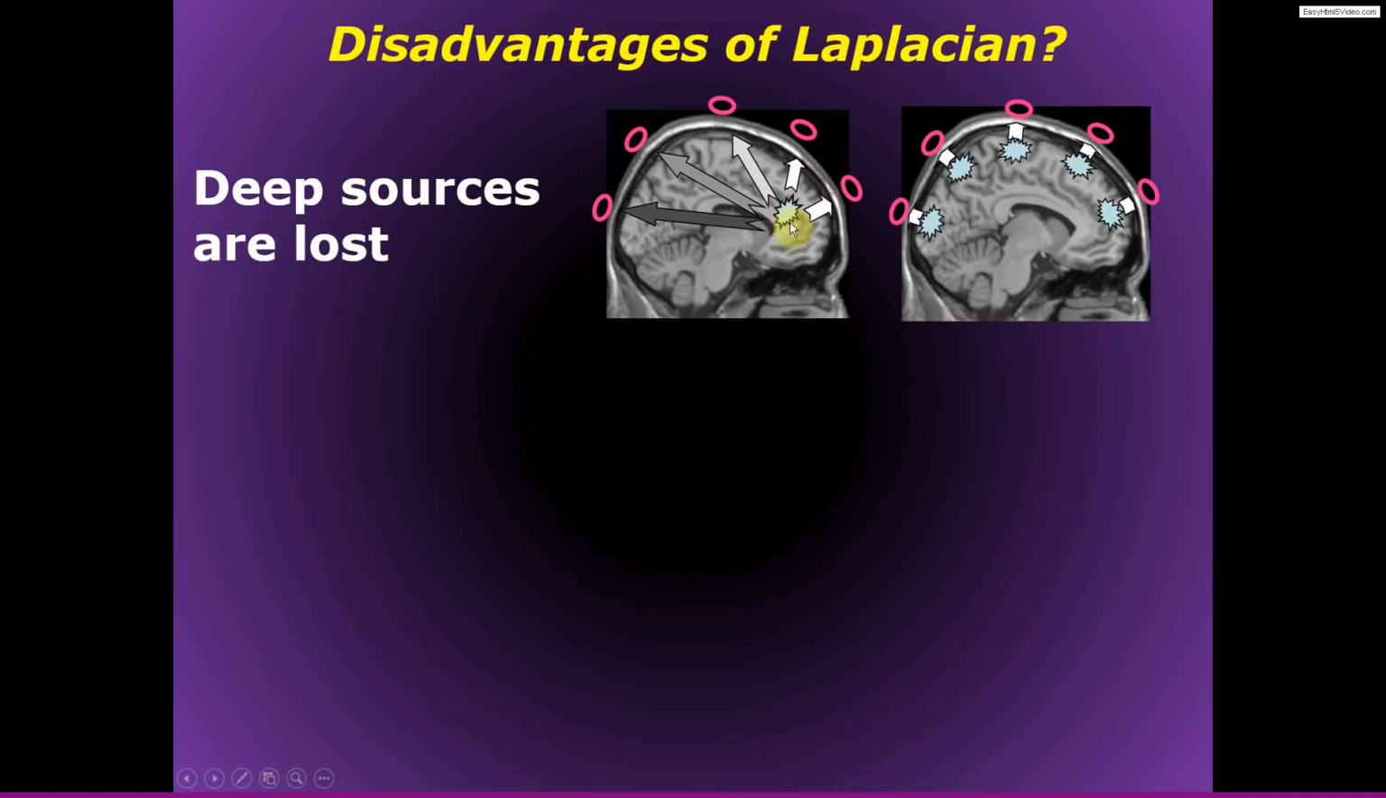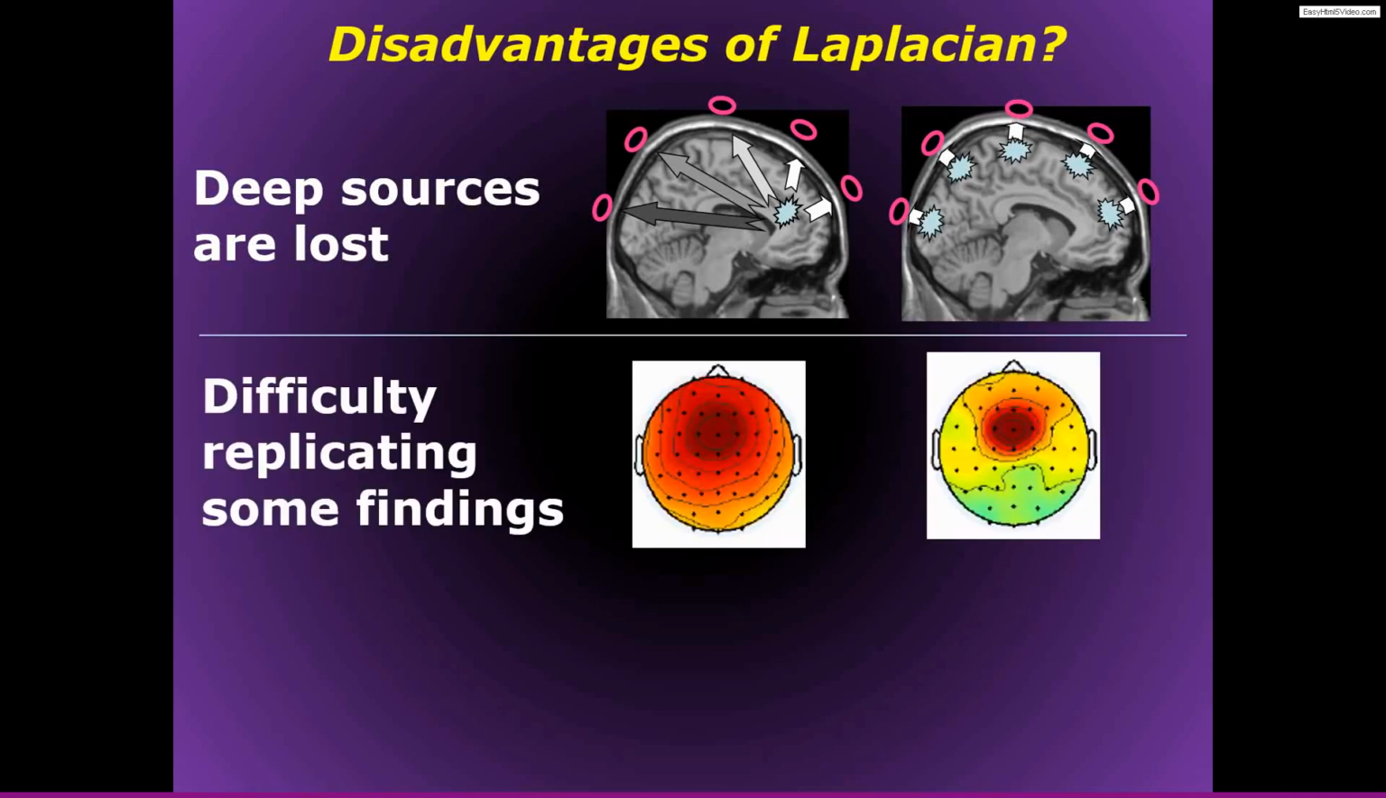One example would be, this isn't too deep, but sort of deep anterior cingulate, or the insula, or the posterior cingulate. These sources in the brain that are relatively far away from the skull will produce lower spatial frequency features in the data, and so they will be lost, or at least very difficult to recover after applying the Laplacian.